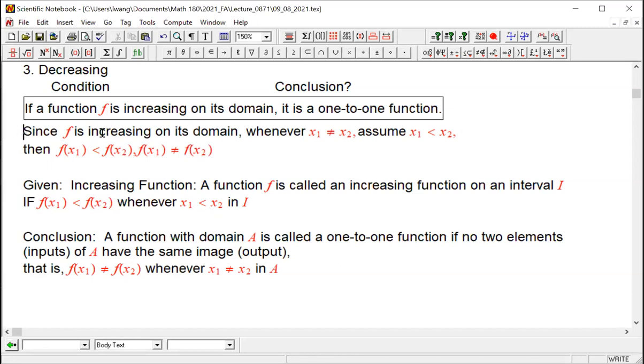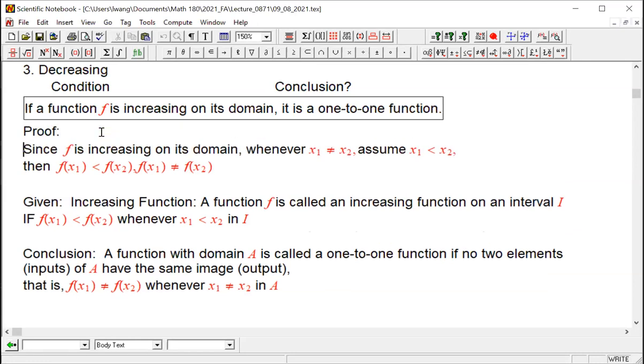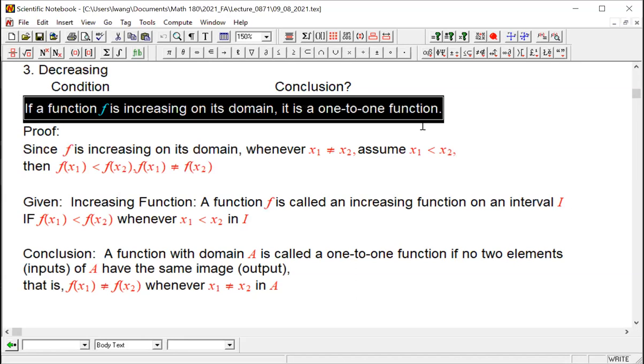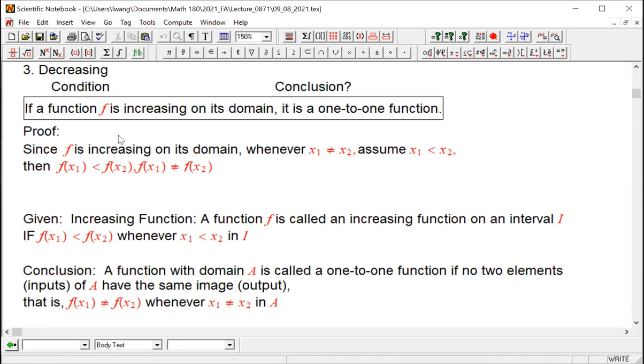Okay, so here I will give you a proof. Let me specify this clearly. I wouldn't even call it a theorem, but it's a fact, right? If a function is increasing on its domain, it's one-to-one. And if a function is decreasing, it's also one-to-one. So I will combine them: if it's increasing or decreasing on its domain, it's one-to-one.